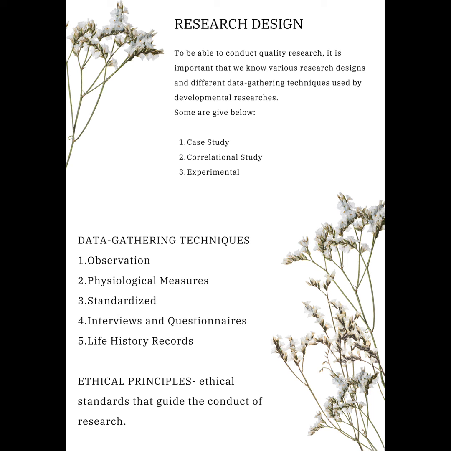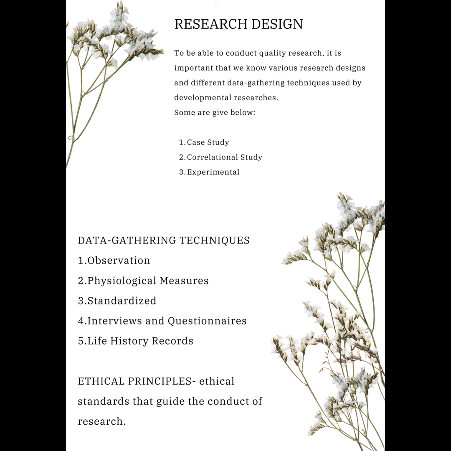Second, correlational study. Correlational study is a research design that determines associations. Correlational study is useful because the more strongly two events are correlated, the more we can predict one from the other. Third, experimental. Experimental is a research design that determines cause and effect relationships. Experimental is the only truly reliable method of establishing cause and effect. Next, we have 5 techniques for data gathering.